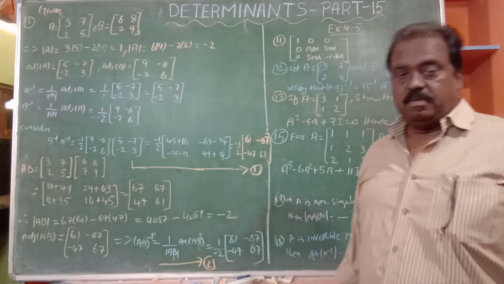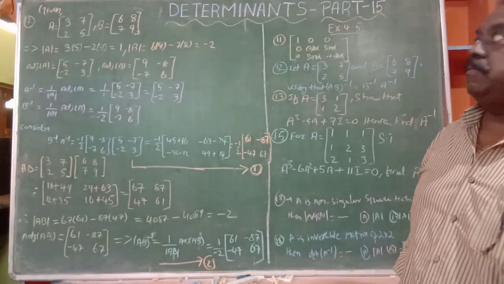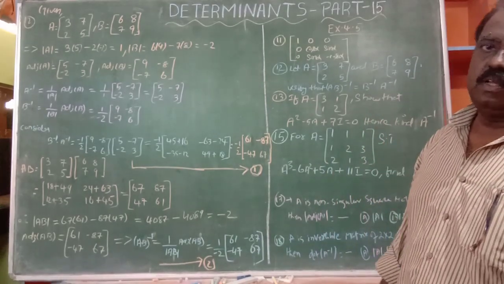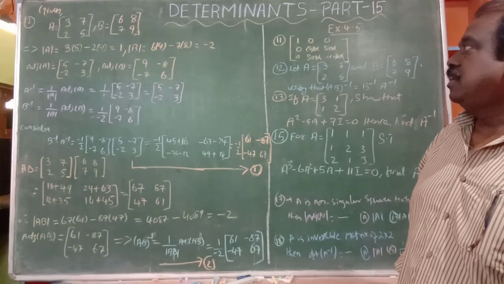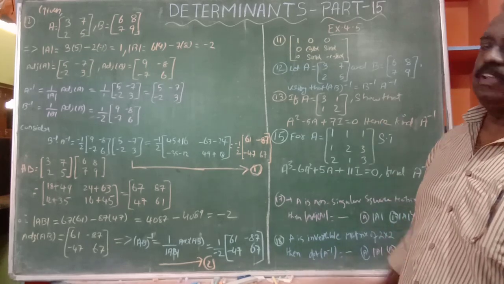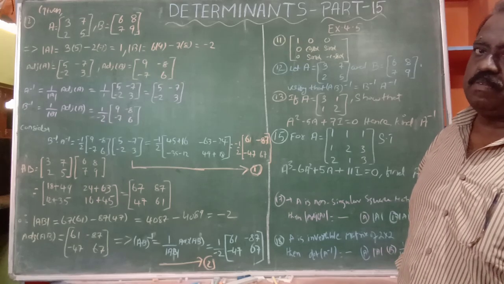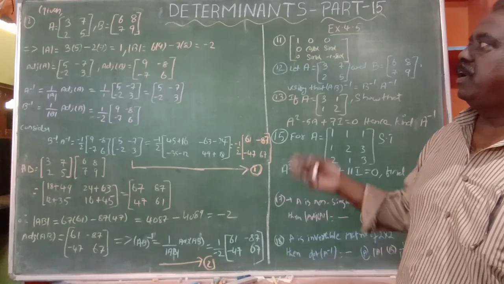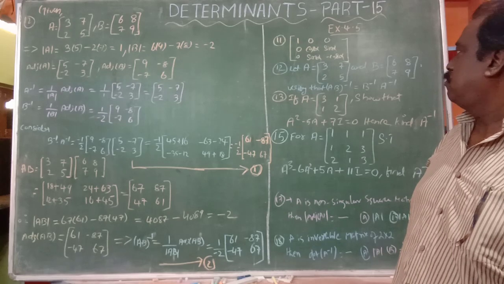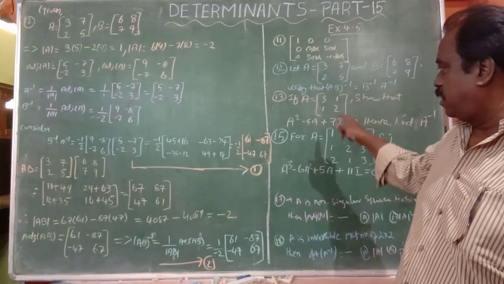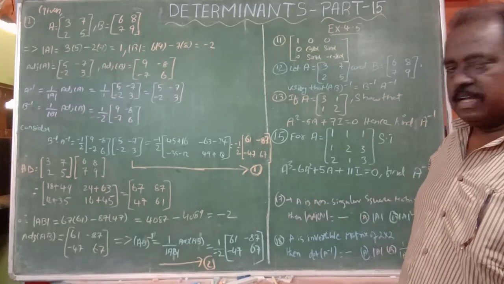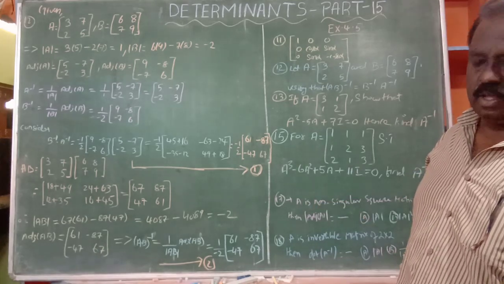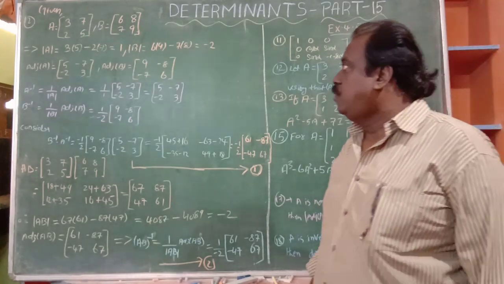This is the 15th part of determinants. 14 parts we successfully completed. In that one, exercise 4.5, 11 problems are solved. Now we are going to find 12, 13, 14. These are important problems, essay type questions. And 17, 18 are objective type. Observe the 12th one.